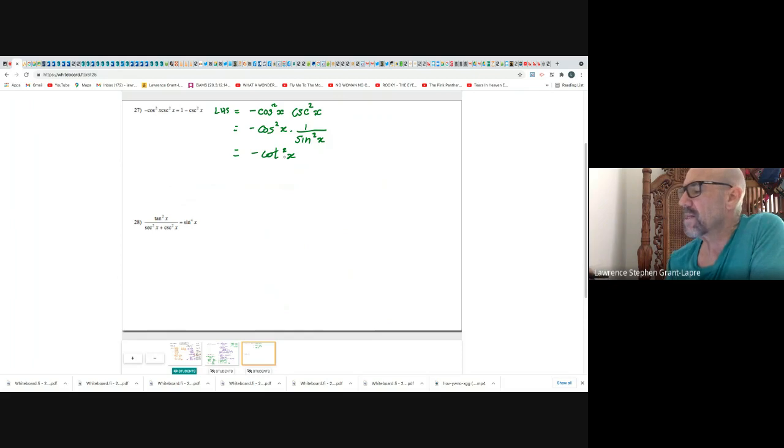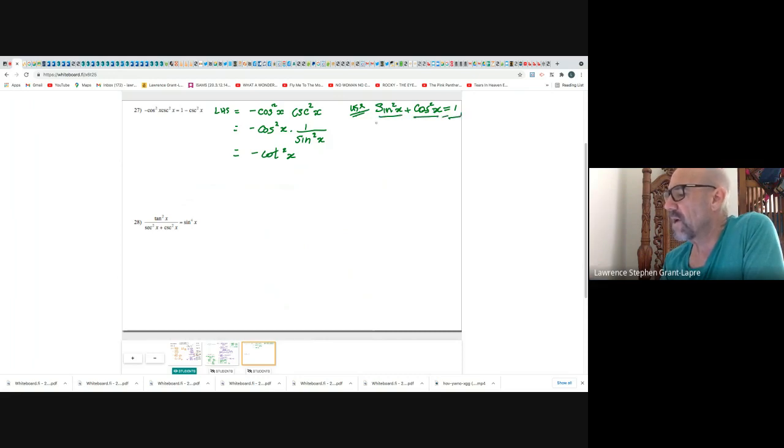Now I want a 1 minus. Now if I take the mother Pythagoras rule, if I use this, if I divide everything by sine squared x, because that will give me a cot squared, sine squared x over sine squared x, so that will equal 1. What I've got is 1 plus cot squared x equals cosec squared x.